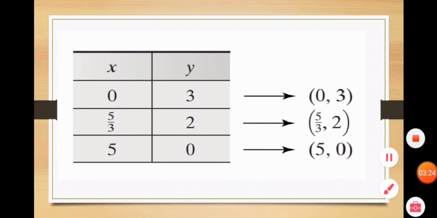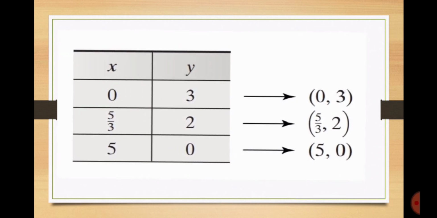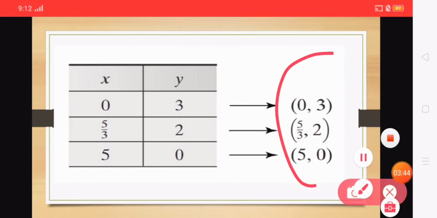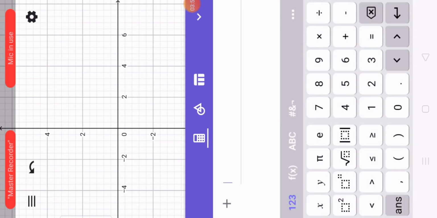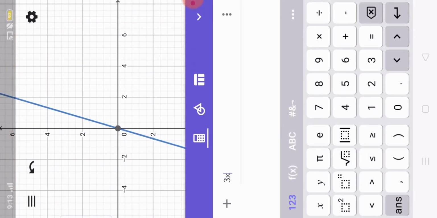So now we are able to complete the table. So 0 and 3, 5/3 and 2, 5 and 0. So let us graph now these ordered pairs. So the equation is 3x plus 5y equals 15.